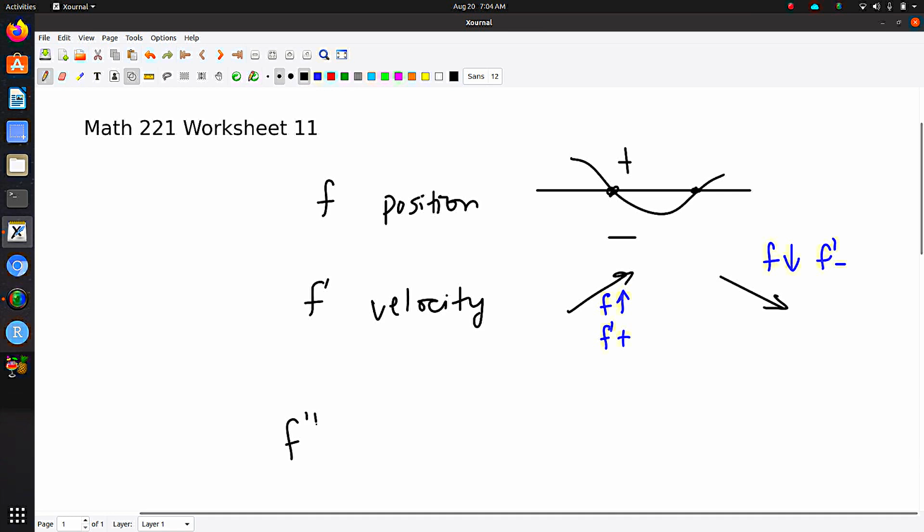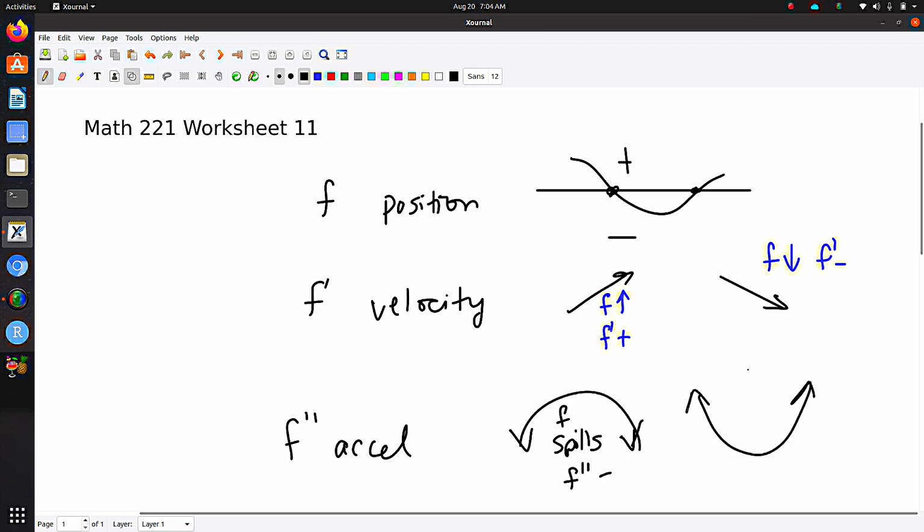And F double prime, otherwise known as acceleration, if F spills water, then F double prime is negative. If F holds water, F holds water, F double prime is positive.